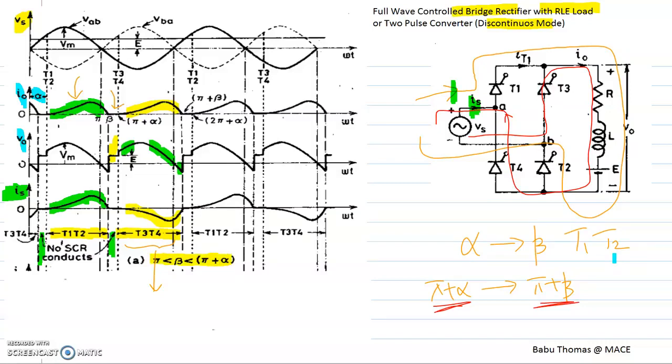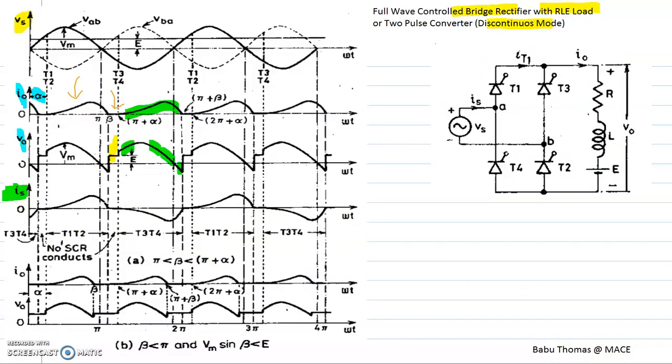So this is for the period of conduction where the value of beta is existing between pi and pi plus alpha. There can be instances where the value of beta is less than pi, which we are going to see now. Now we are going to discuss the case where the extinction angle beta is less than pi, and also considering Vm sin beta is less than E. That is, the instantaneous value of your voltage V at the angle beta is less than your EMF E. Then how the system is going to behave.